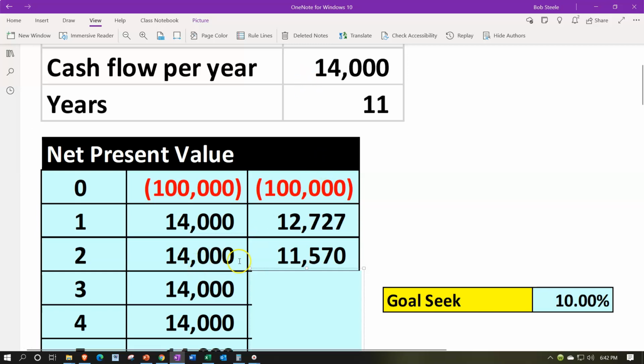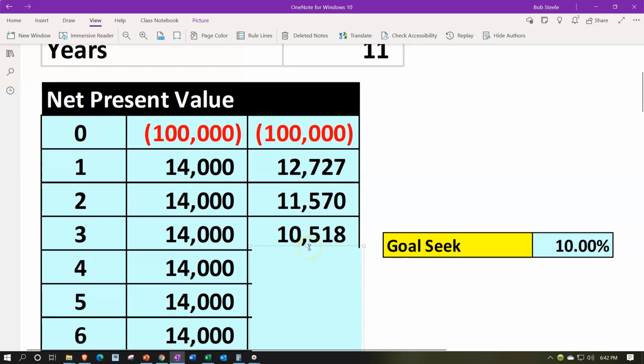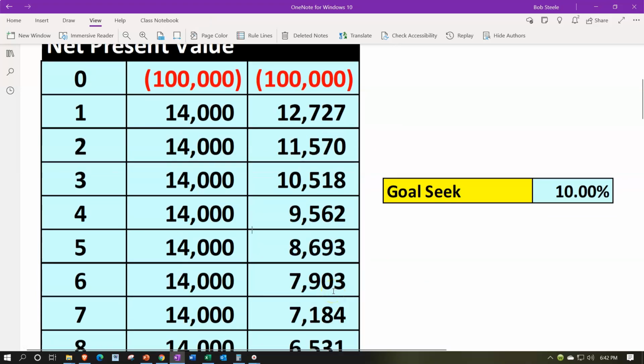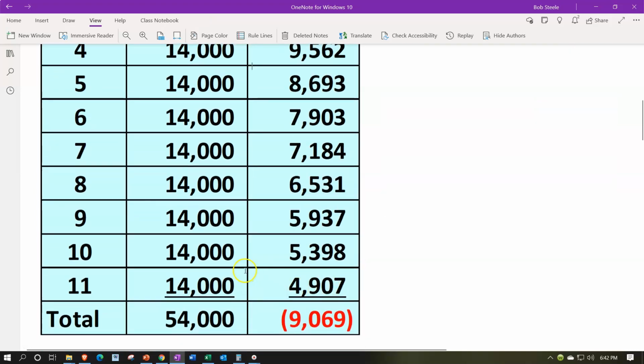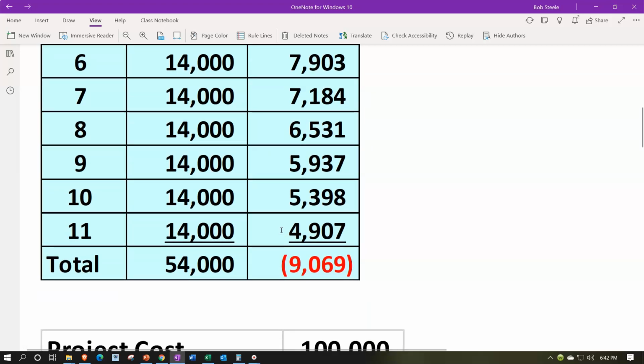The next 14,000, if we bring it back, is going to be the 11,570. The next 14,000, 3 years out, if we bring it back, would be the 10,518. The next 14,000, 4 years out, would be the 9,562 if we present value using the 10% discount rate, and so on. All the way down, you can see that the even amount of payments are worth a consistently lesser amount because of the time value of money. We come to a negative 9,069.